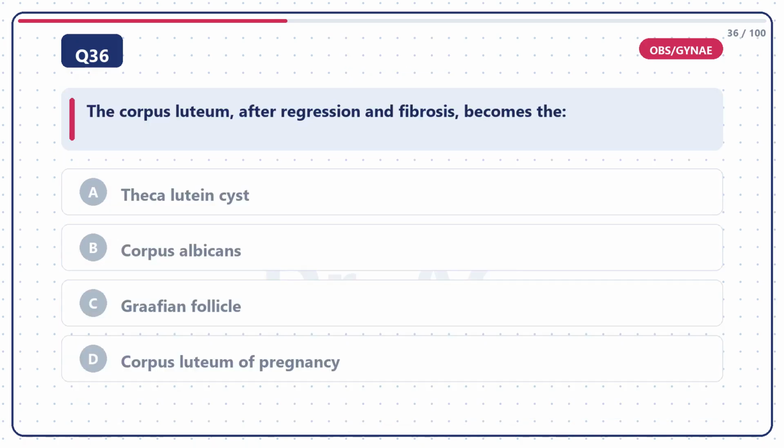Android. Question 36. The corpus luteum, after regression and fibrosis, becomes the option A. Theca lutein cyst. Option B. Corpus albicans. Option C. Graafian follicle. Option D. Corpus luteum of pregnancy.